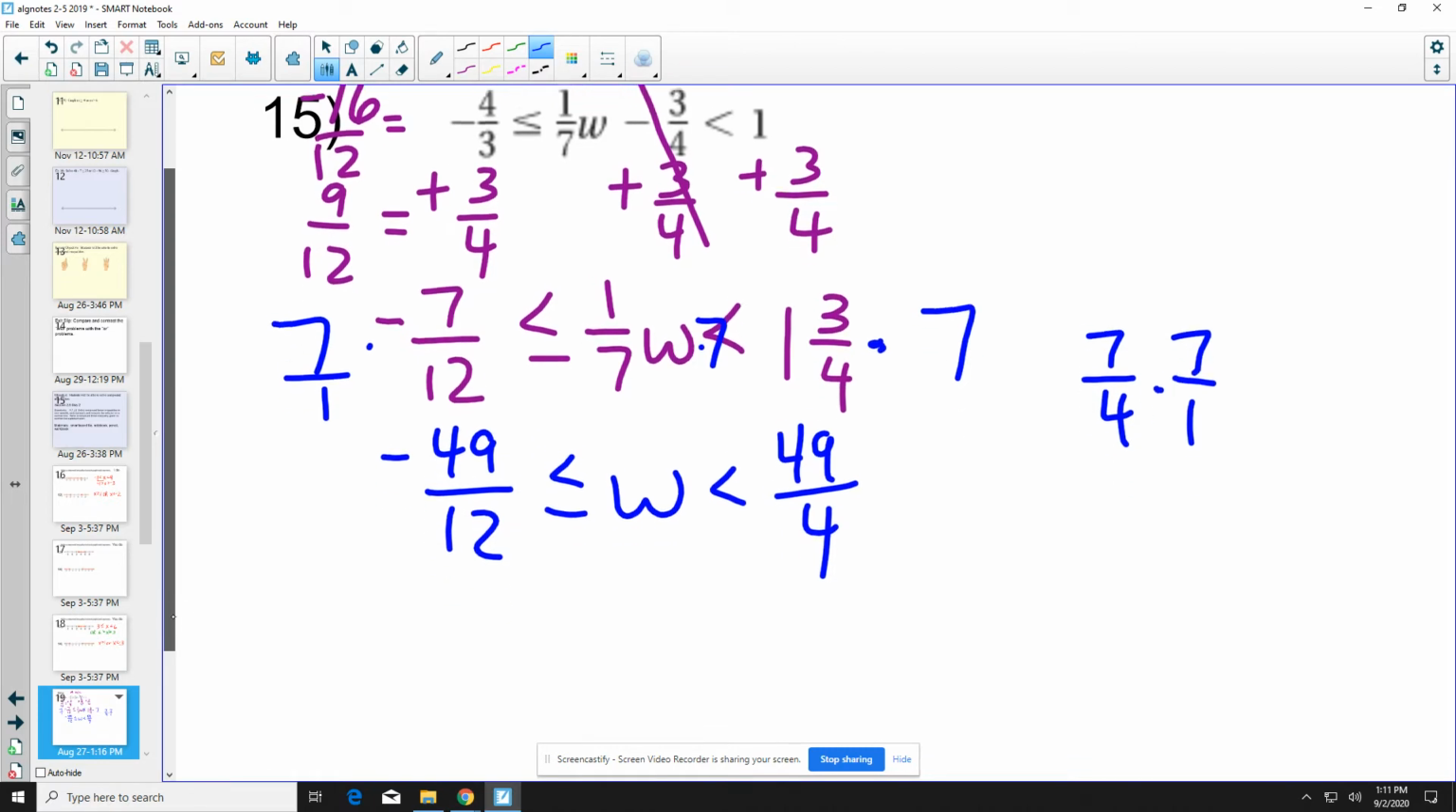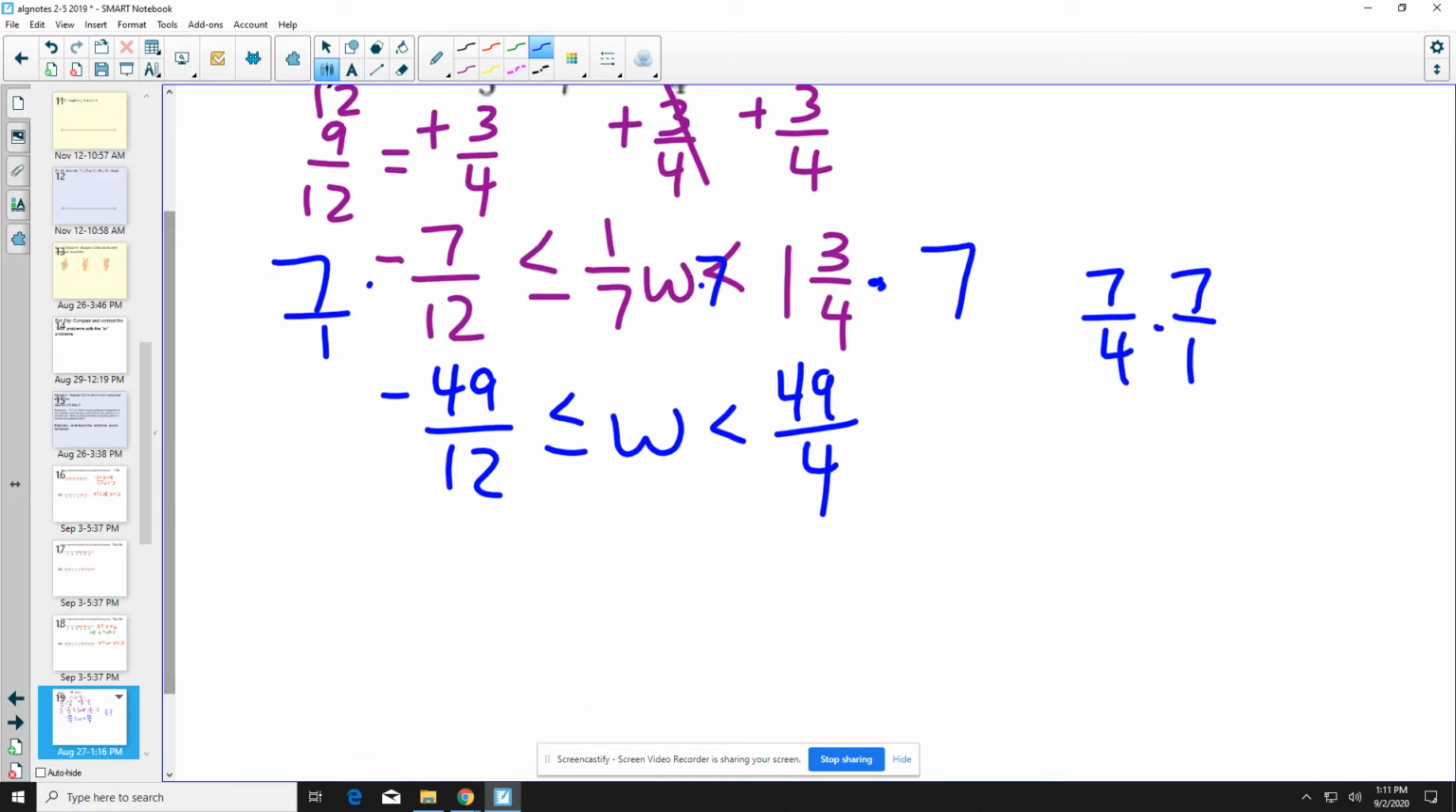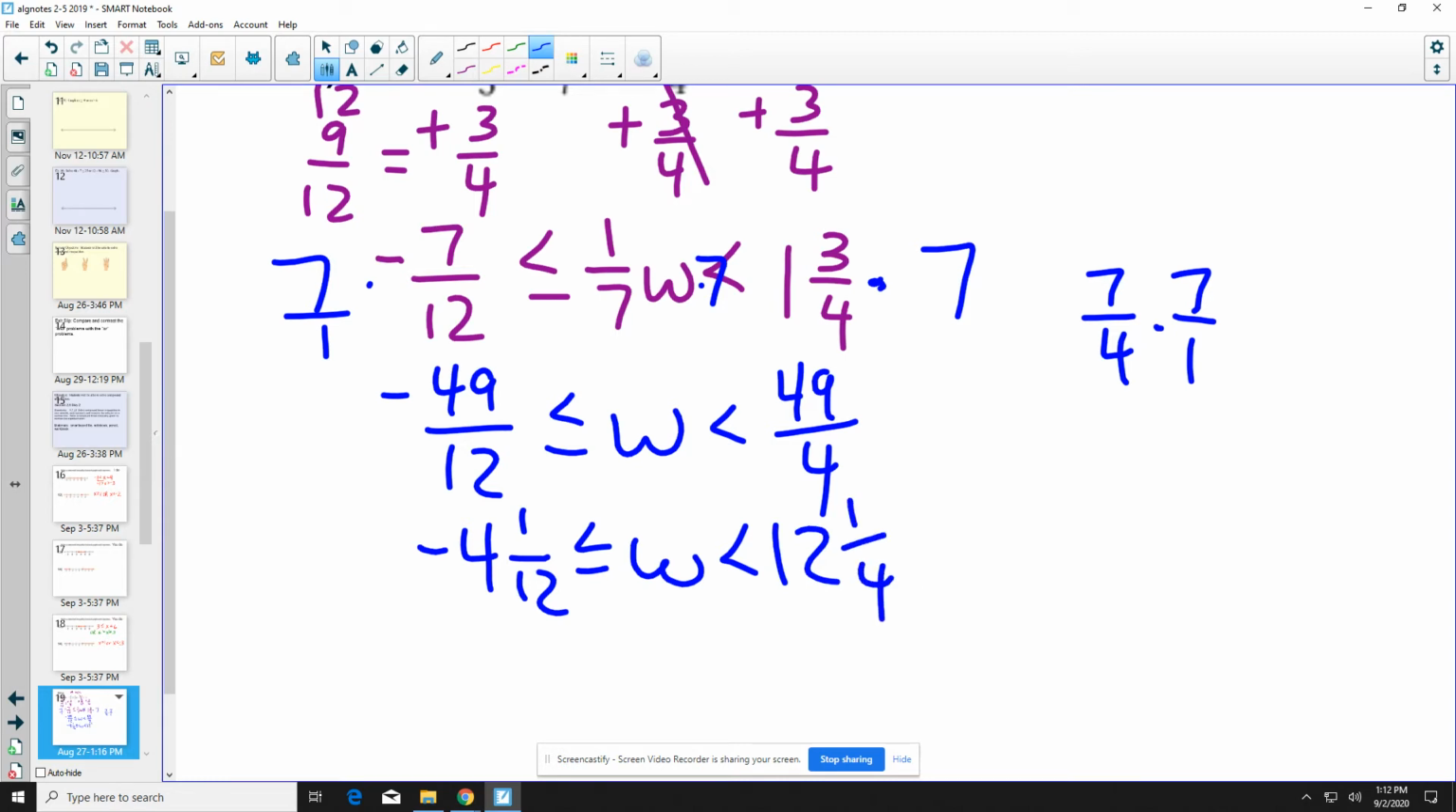You can enter it like that, or you can make them mixed numbers. 12 goes into 49 4 times, so it'd be negative 4. 4 times 12 is 48 with 1 left over. Is less than or equal to w, which is less than, let's see, 12 times 4 is 48. So I have 1 left over. Either way would be fine.